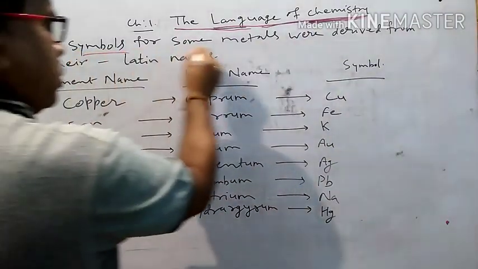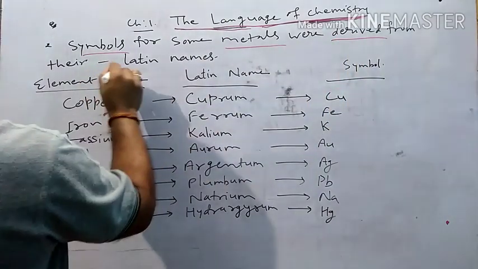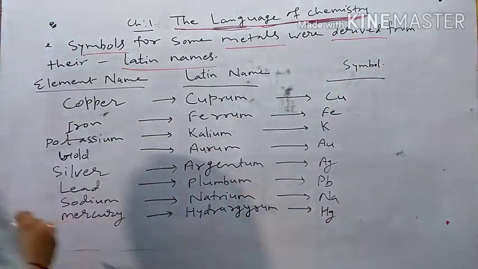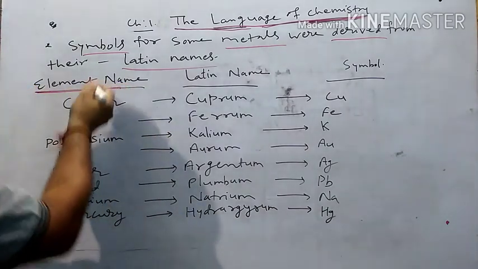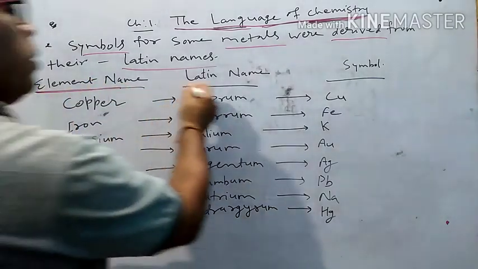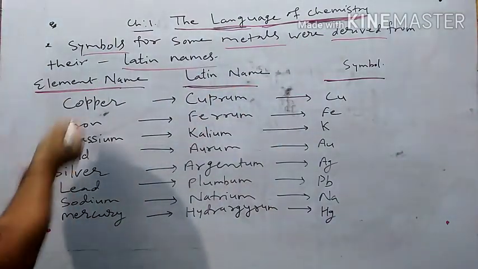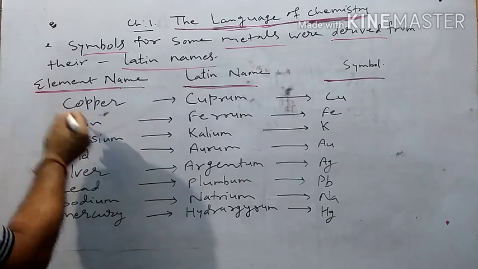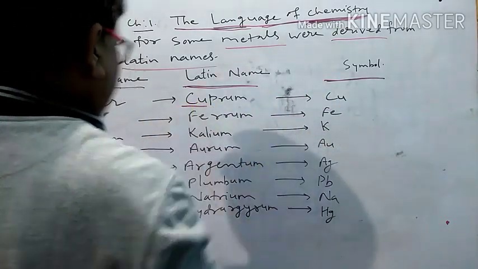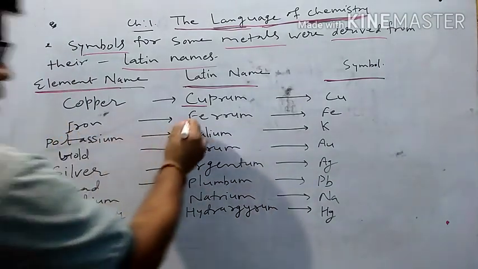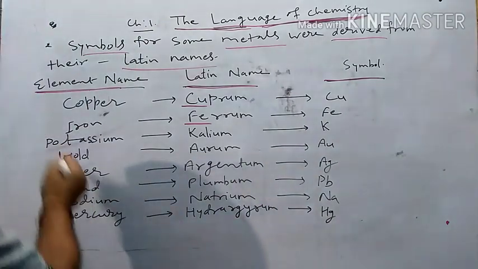Symbols for some metals were derived from their Latin names. In this chart, this column is the element name, this is the Latin name, and this is the symbol. Copper: its Latin name is cuprum, Cu is the symbol. Iron: its Latin name is ferrum, Fe is the symbol.